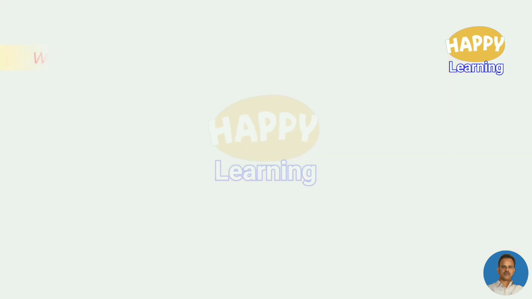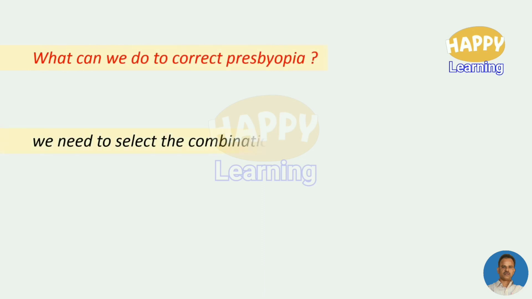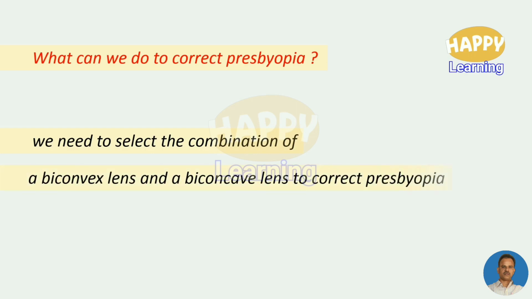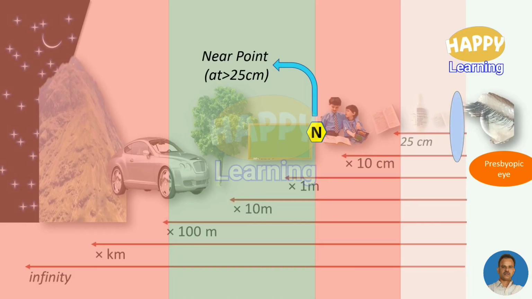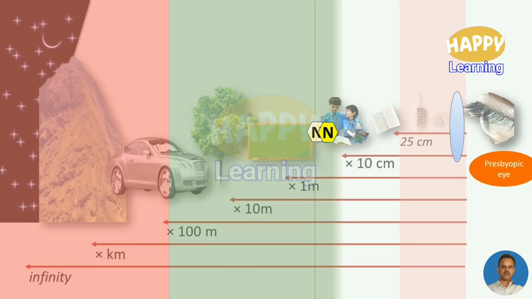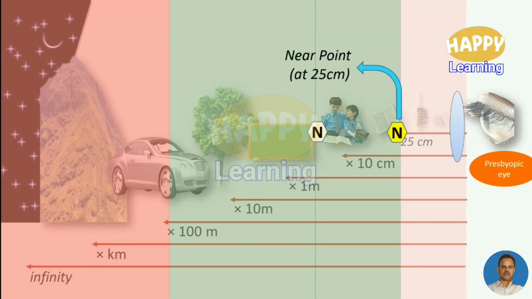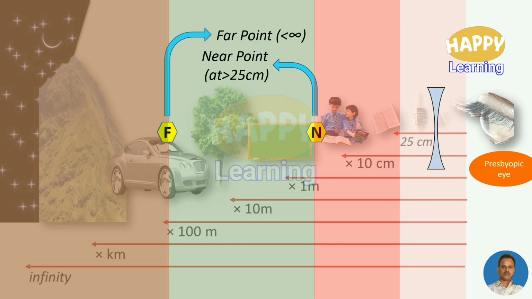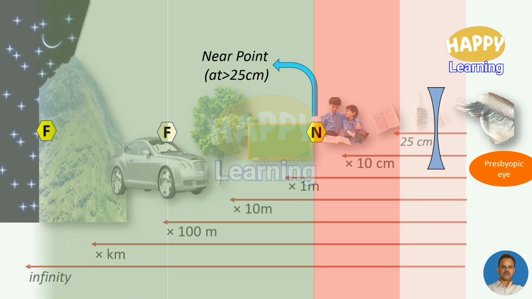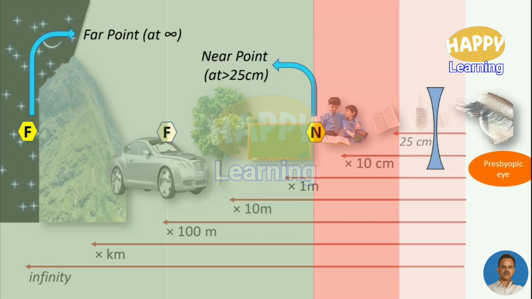What can we do to correct presbyopia? We need to select the combination of a biconvex lens and a biconcave lens to correct presbyopia. When a suitable biconvex lens is introduced as spectacles, the near point is shifted towards the eye to a point 25 centimeters from the eye. If a biconcave lens is introduced, then the far point is shifted to infinity. Then the visible region is increased.